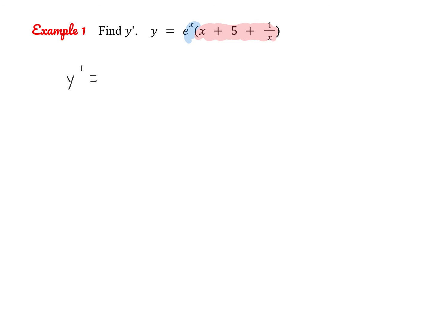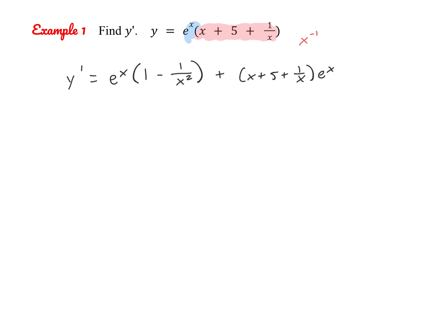So y prime will be our first function times the derivative of the second. The derivative of x is 1, the derivative of 5 is 0, and the derivative of 1 over x, if you treat this as x to the negative 1, is negative x to the power of negative 2. So we can write that as minus 1 over x squared. And then we do plus the second function, x plus 5 plus 1 over x, times the derivative of the first. And remember, the derivative of e to the x is just e to the x. So again, first times derivative of second plus second times derivative of first.